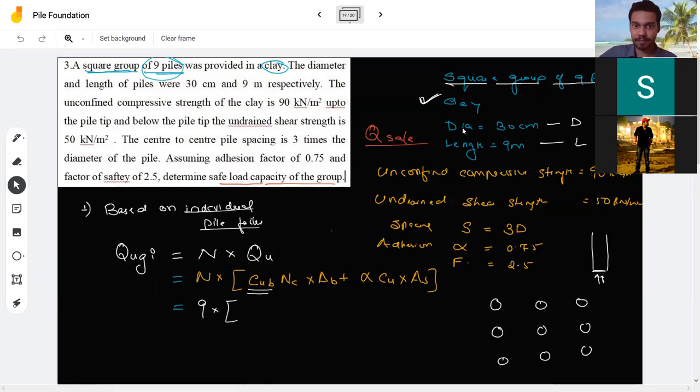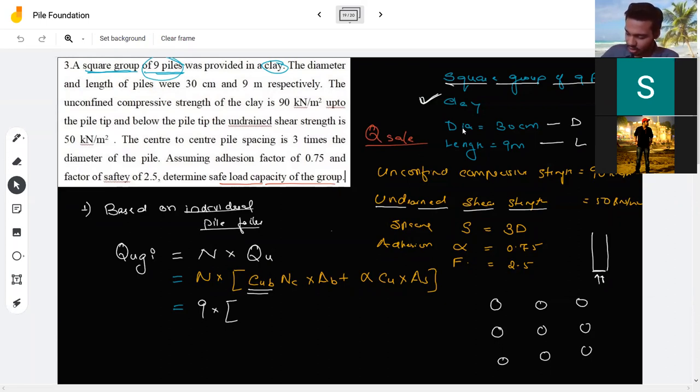What is given in the question? Let me read. I'm reading from this one. The unconfined compressive strength of the clay is 90 kilonewton per meter square up to the pile tip, and below the tip, the undrained shear strength is 50 kilonewton per meter square. What does this mean? Here the undrained shear strength of soil is given. If you don't understand what this is, I will explain this, because if I do it directly, then you might not understand that.